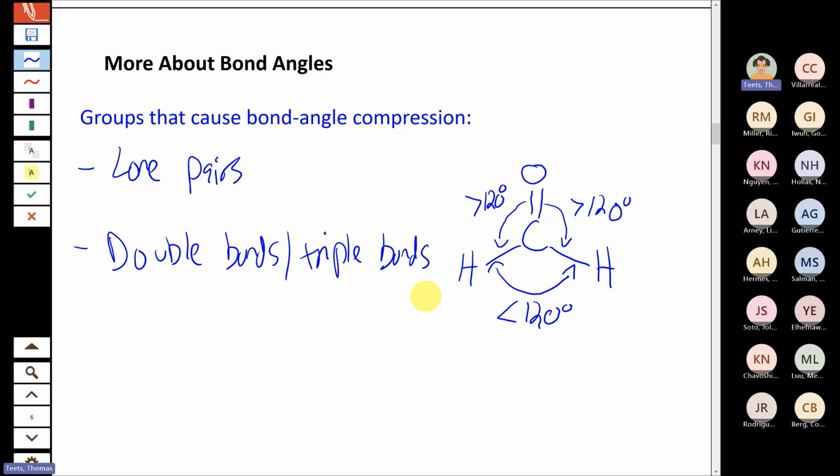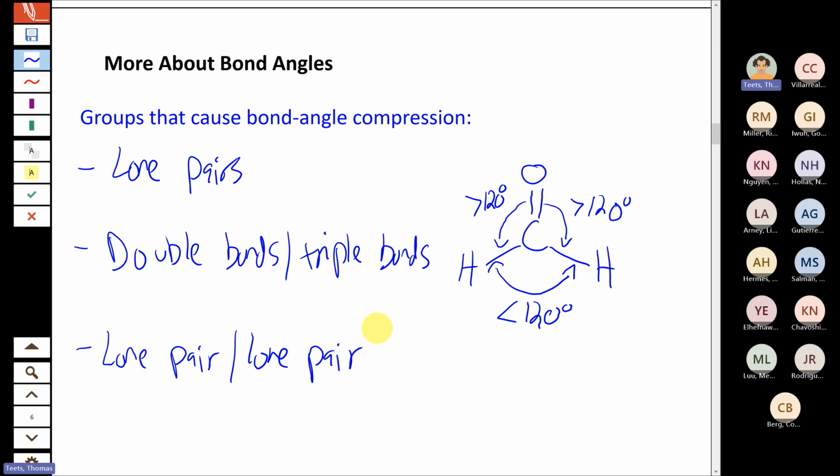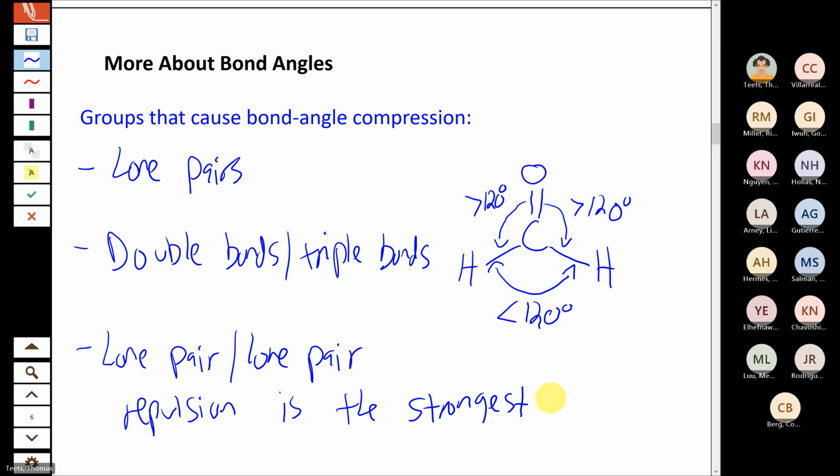But the important thing to keep in mind, when we're deciding where to put lone pairs and the effect they might have on the bond angles, is that the repulsion between two lone pairs is the strongest. That's going to dictate where those lone pairs go in some situations. You want them as far away from each other as possible. And it's also going to have an effect on the geometry more than a double bond or triple bond would. Those lone pairs are much stronger in that sense.